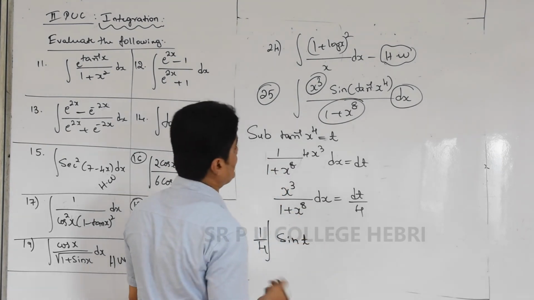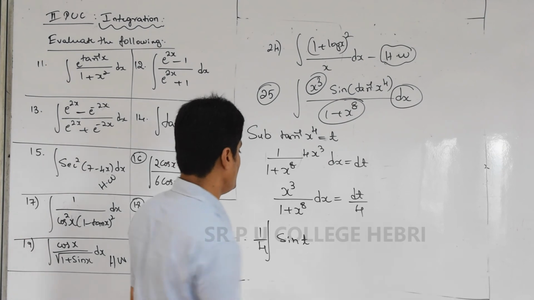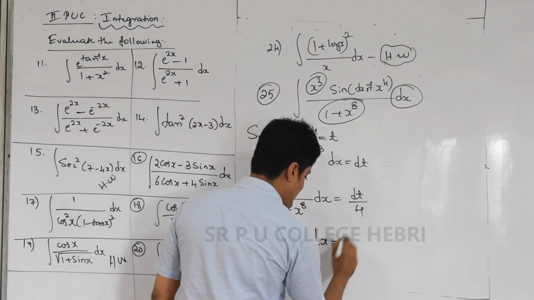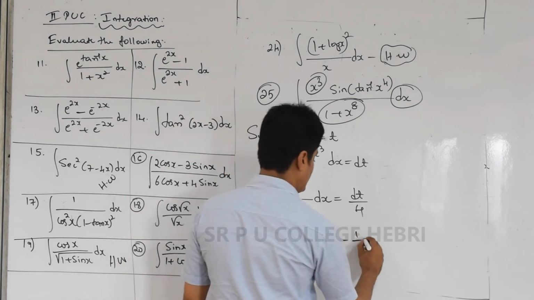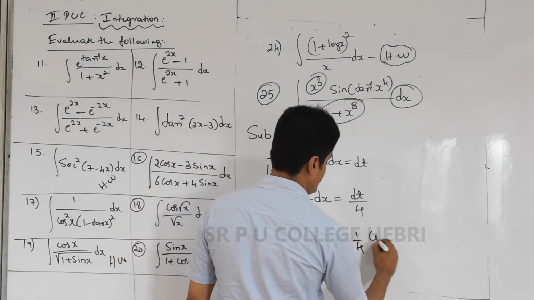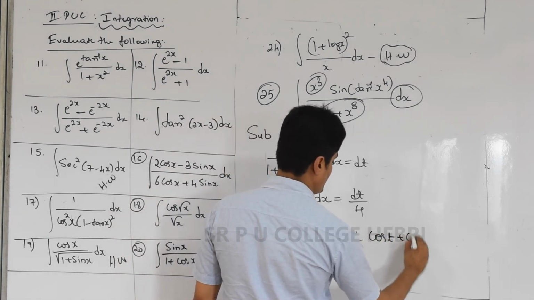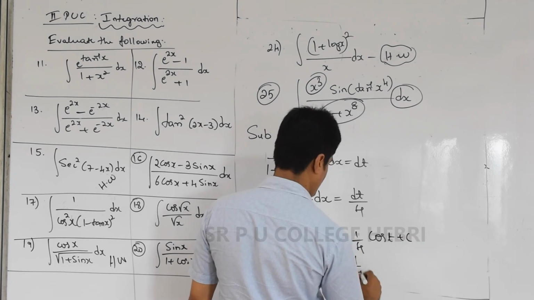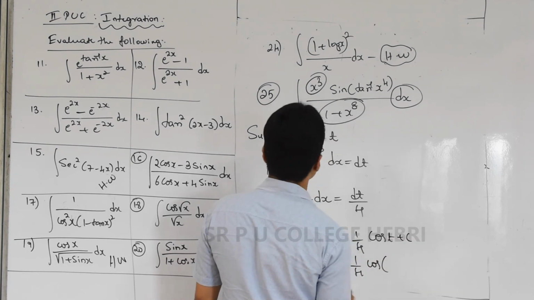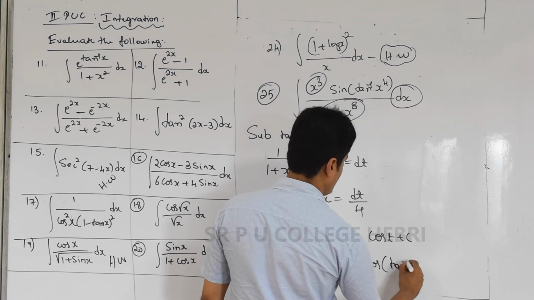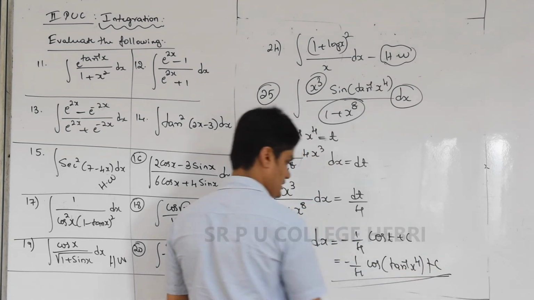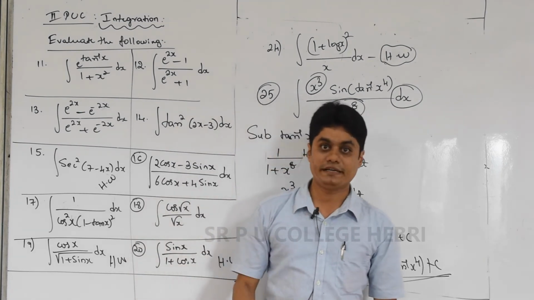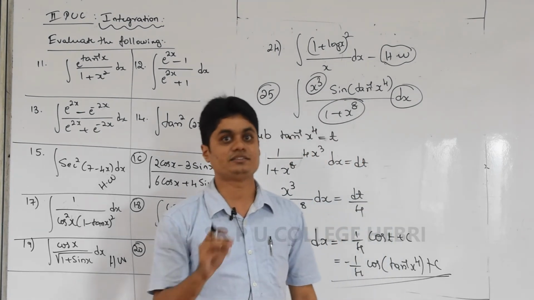That's it. See, tan inverse of x power 4 is equal to t. So you are going to integrate only a simple trigonometric function, that is sine t, and you know that integration of sine t is minus cos t plus c. That is minus 1 by 4 into cos of t, substituting back, cos of tan inverse of x to the power 4 plus c. So in total we solved 25 problems under the heading substitution method.